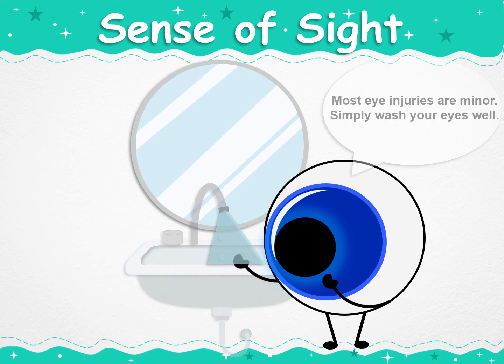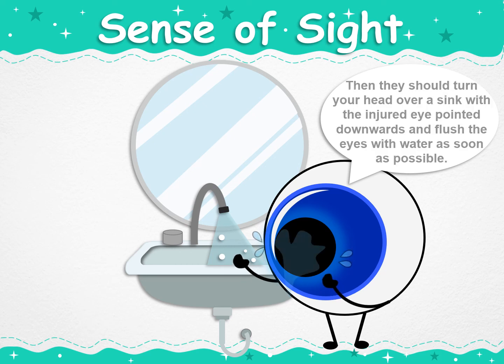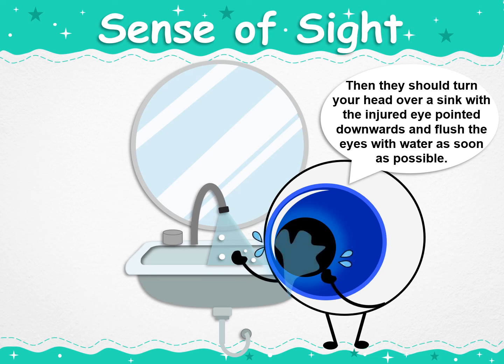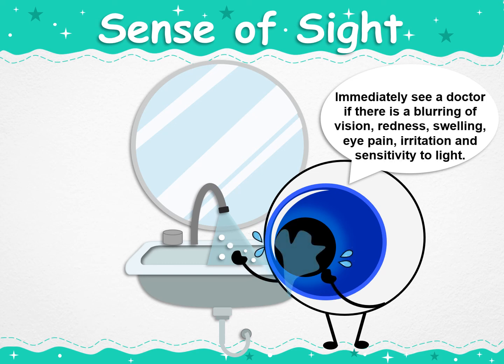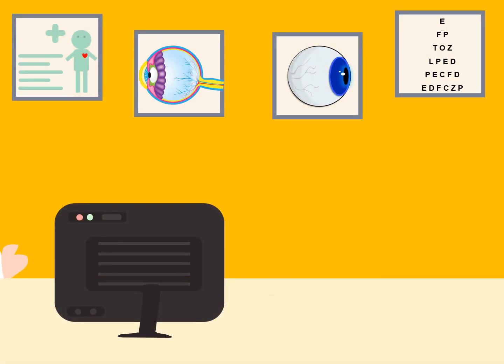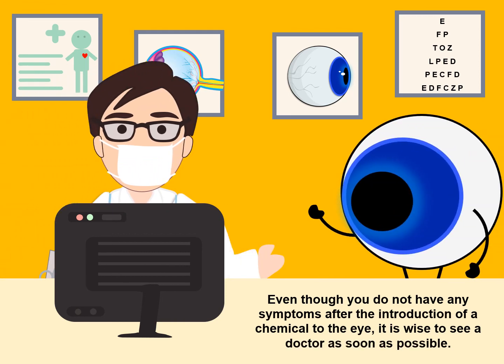Your parents can take a few steps when a particle enters your eye until you meet a doctor. Parents should wash their hands well before touching your eyes. Then they should turn your head over a sink with the injured eye pointed downwards and flush the eyes with water as soon as possible. Continue flushing until the foreign body is removed. Immediately see a doctor if there is a blurring of vision, redness, swelling, eye pain, irritation and sensitivity to light. Even though you do not have any symptoms after the introduction of a chemical to the eye, it is wise to see a doctor as soon as possible.